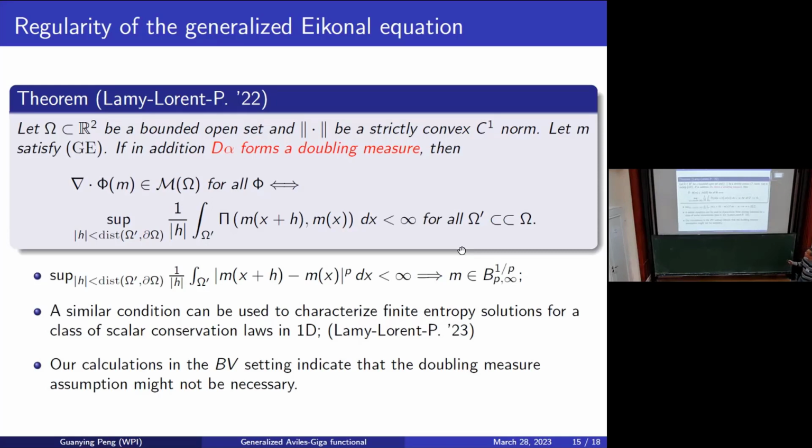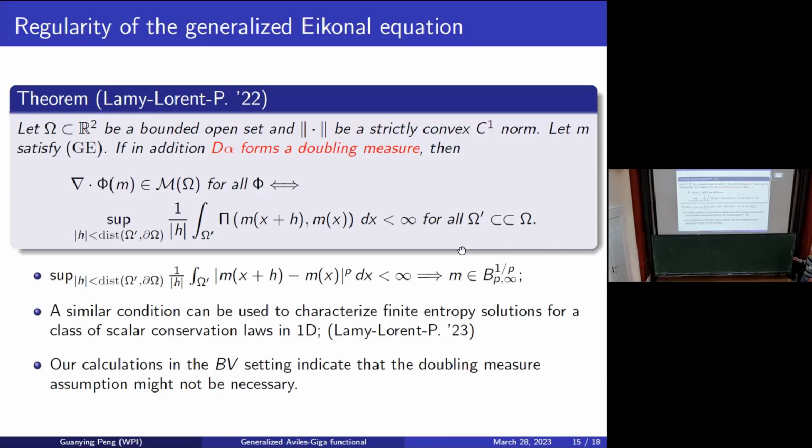And further, a similar condition can be used to characterize finite entropy solutions for a class of scalar conservation laws where the flux function may have degenerate convexity. And finally, for this technical assumption, even if we assume the alpha forms a doubling measure, we still allow the norm to have degenerate convexity. It's just that the degeneracy cannot be too bad, so it has to satisfy relatively mild quantitative control.